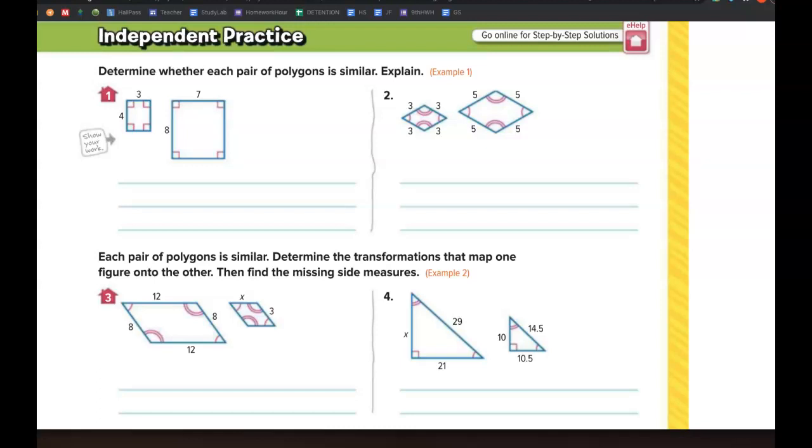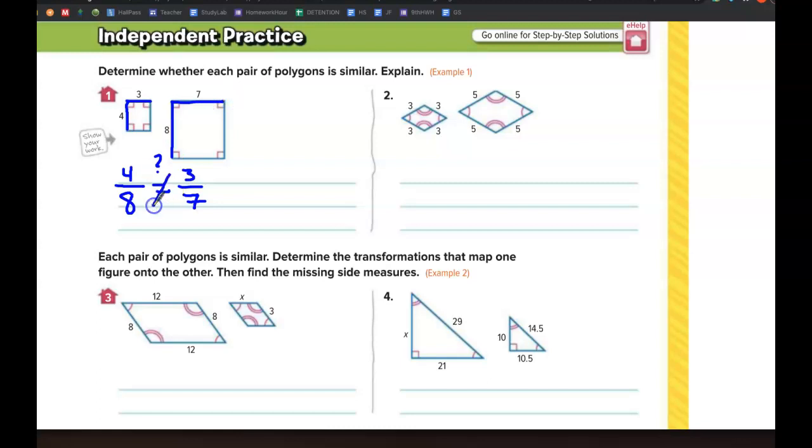Okay, so number one on page 549, you have to determine whether each pair of polygons is similar and then explain. We can see that all of our angles are the same because they all equal 90 degrees, so we have the same shape. But if we look at our sides, I'm going to set up proportions. I'm going to put my smaller number on top. If I'm comparing this side, I need to compare it to the longer side on the other triangle, so 4/8. Is that equal to 3/7?